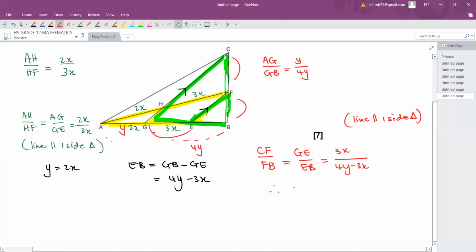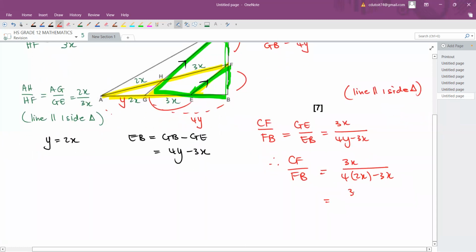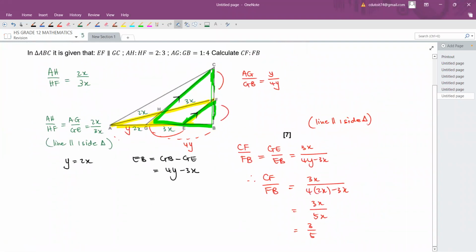Okay, now I've got that. So therefore, CF over FB equals 3x over, and then y is just 2x, so that's 4 times 2x minus 3x. And that is 3x over 8x minus 3x, which is 5x. And then that ratio is 3 over 5. You didn't have to use the x's. You can just use y's if you want to. But I just put in the x's as standard so you don't get confused with lengths and unknowns.